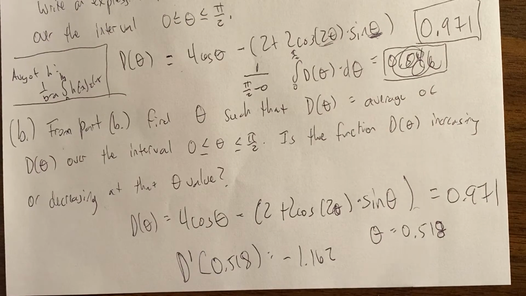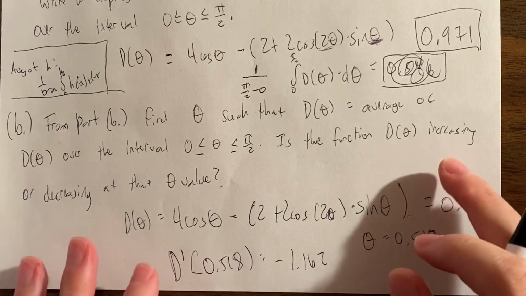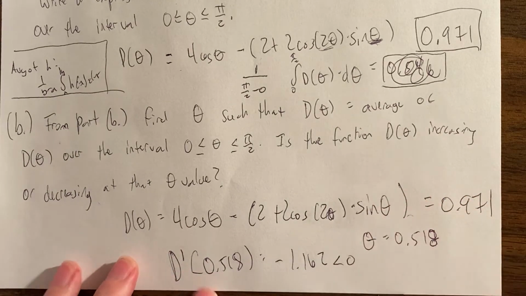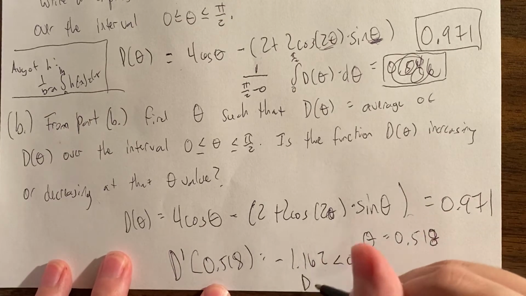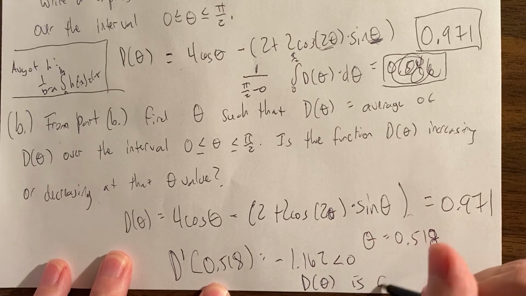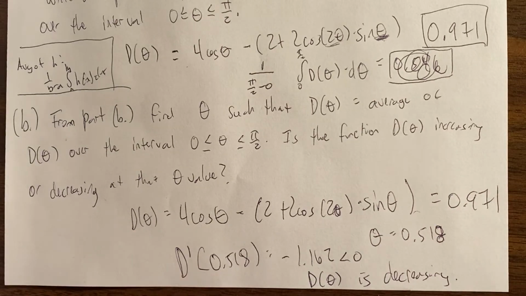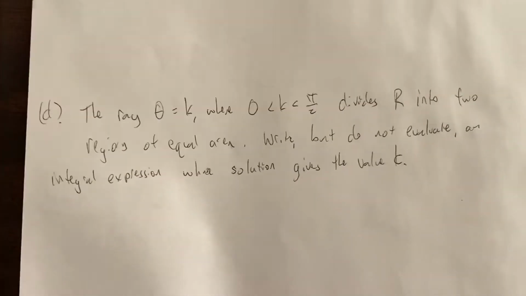And how do you tell if anything is increasing or decreasing? Well, what you do is you take its derivative and see if it's positive or negative. So because this derivative is negative, that means our function d theta is decreasing. So let's take a little bit of a halftime break right now and review what we've done so far, because the next part will all be about areas.